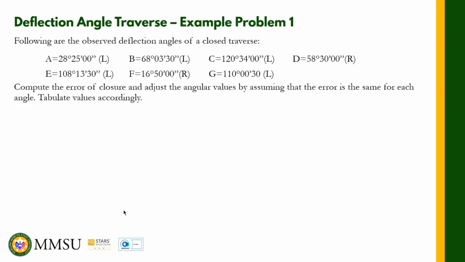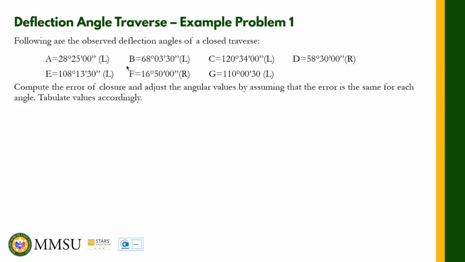This is problem number 1. Following are the observed deflection angles of a closed traverse. This is a closed traverse, meaning the theory that the difference between the right deflection angles and the left deflection angles should be equal to 360 degrees applies. Compute the error of closure and adjust the angular values by assuming that the error is the same for each angle. Tabulate values accordingly.